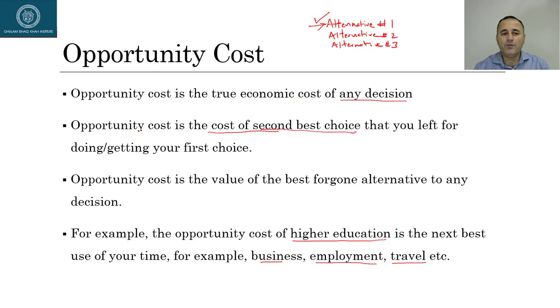And where is it coming from? It's coming from the cost of the second best choice. Or in other words, it's the value of the best foregone alternative. So what did I do? Let's say I forego this alternative. Among the two and three, this was the best alternative that I did not choose.